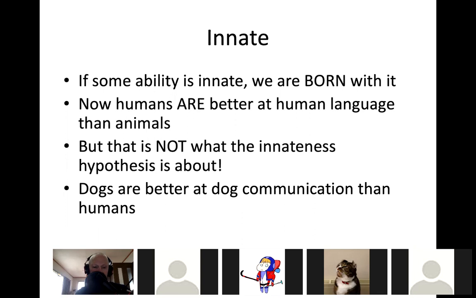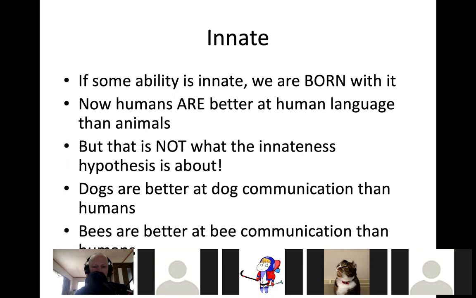Your cat is better at cat communication than you are. That doesn't really prove very much. Bees are better at bee communication than humans. Right? So that's not what it is. That's not what the innateness hypothesis means.